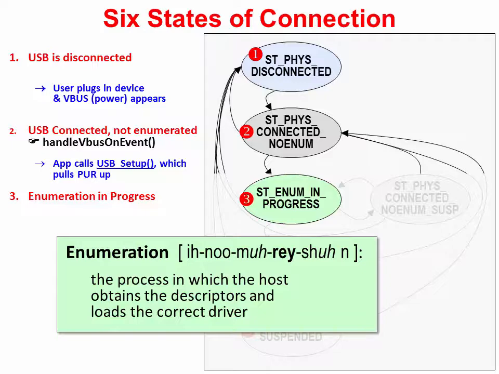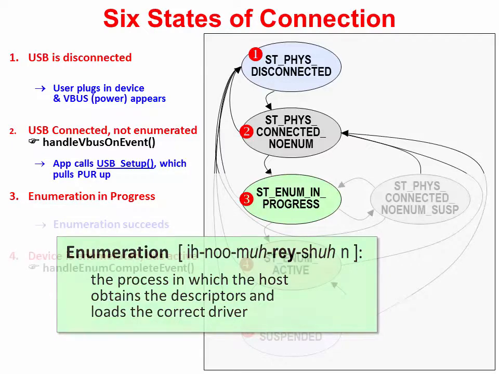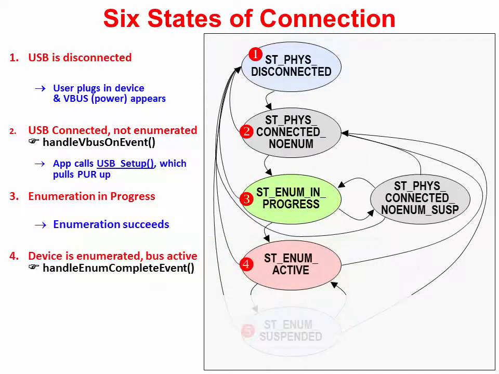3. We've reached the enumeration is in progress state. Finally, once enumerated, we move to state 4, where our bus is active. By the way, in response to achieving this state, the stack calls the enum complete event handler function. Basically, this is the active state where we do all of our communication.